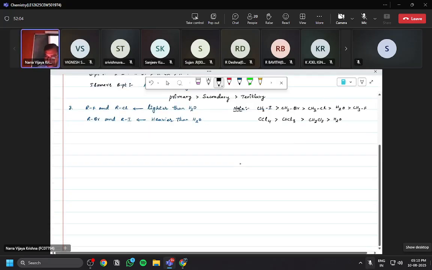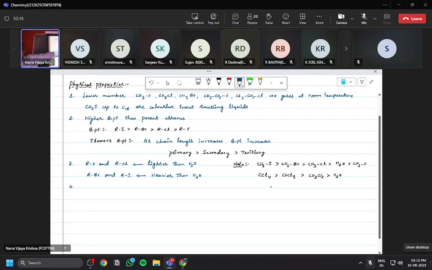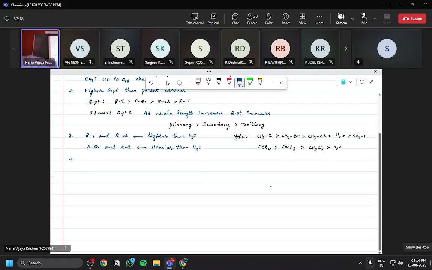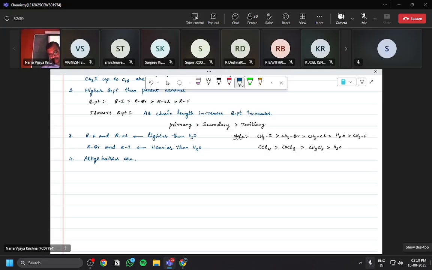Next. Alkyl halides. I am talking about solubility now. We are done with physical phase, boiling points, density. Now we are talking about solubility. Alkyl halides cannot form hydrogen bonding. Therefore, they are not able to form hydrogen bonding. Therefore, they are almost insoluble in water.